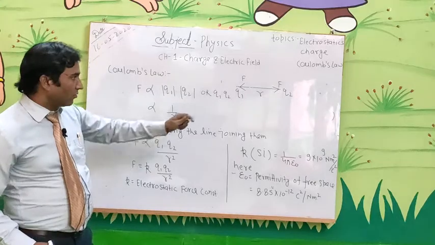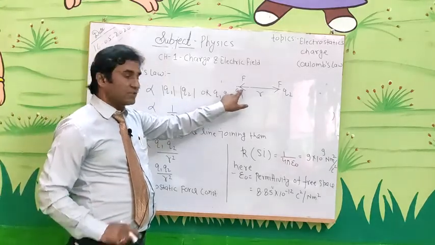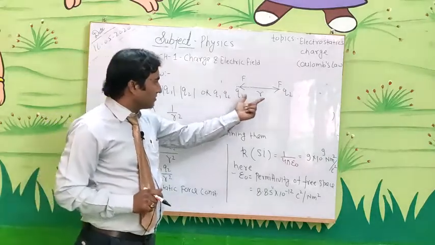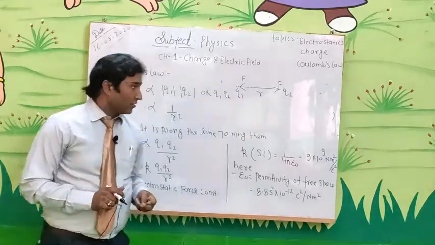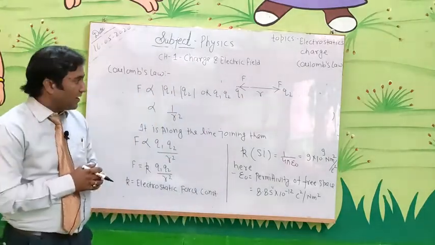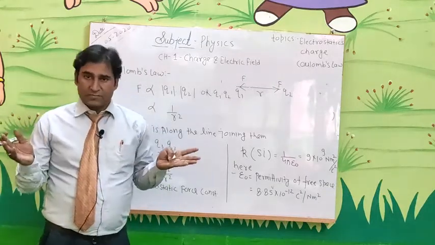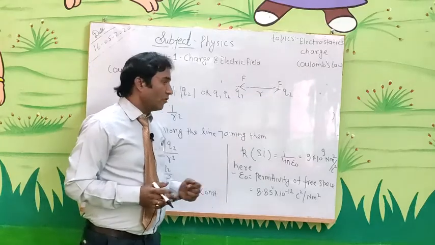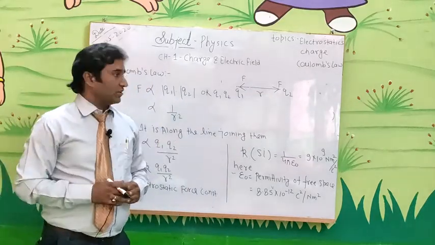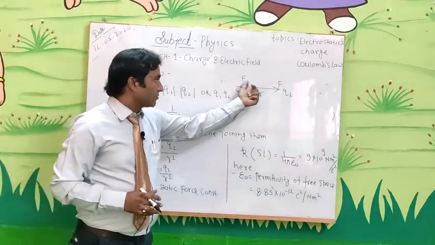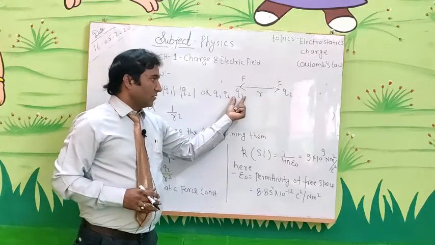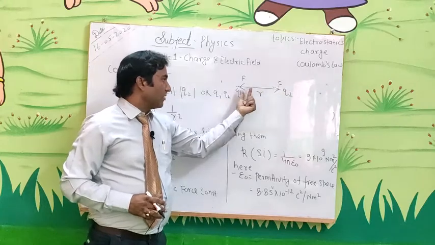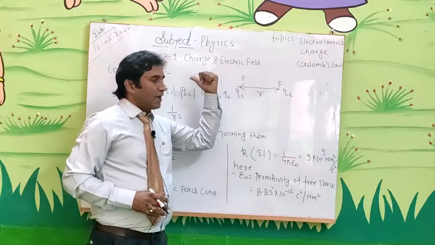You can see on the board we have taken two point charges Q1 and Q2, and the separation distance between the two charges is r. Now these two charges can apply a force of attraction or repulsion. If we take these two positive charges, they will repel each other. That is represented by force F and F. Q1 applies the force on Q2, which is F, and Q2 applies the force on Q1, which is F.